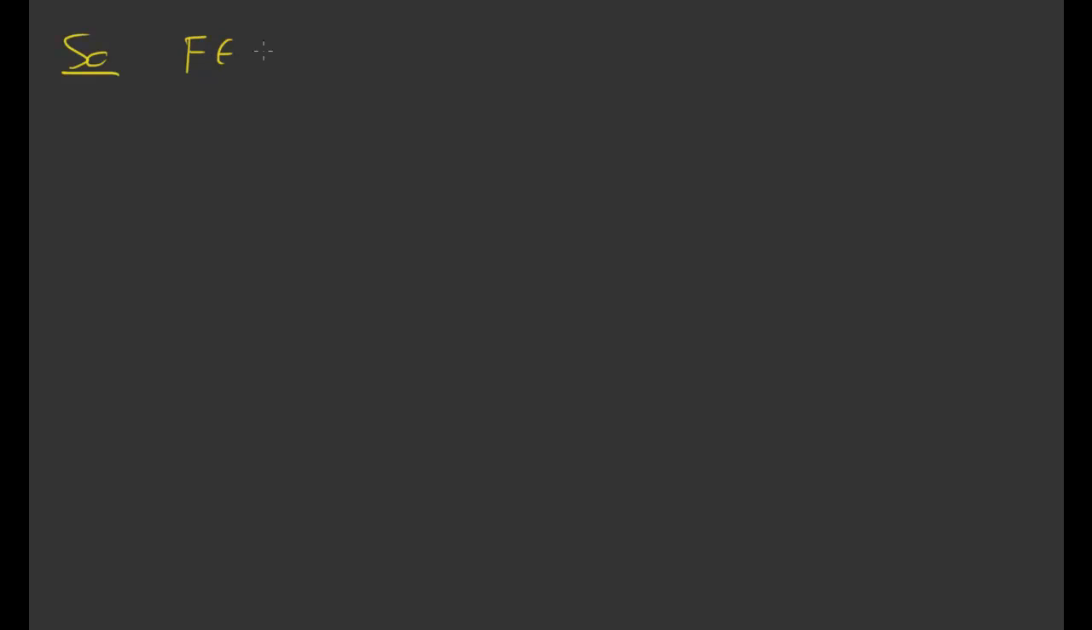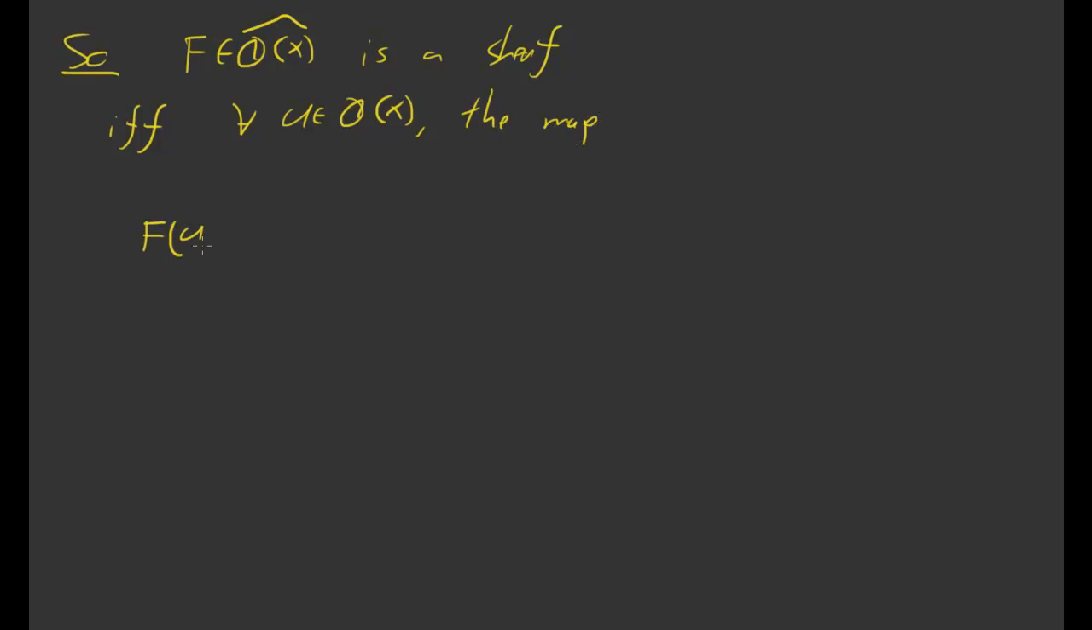So, F inside of O of x hat is a sheaf if and only if for every U inside of O of X, the map from F of U into the direct limit over all covering sieves S on U of Hom from S into F is an isomorphism.